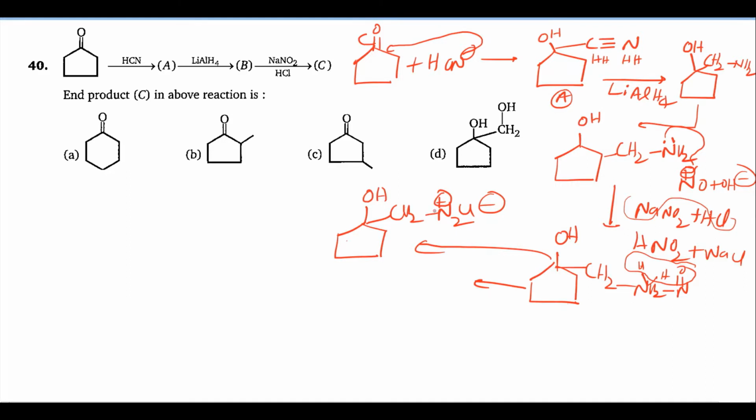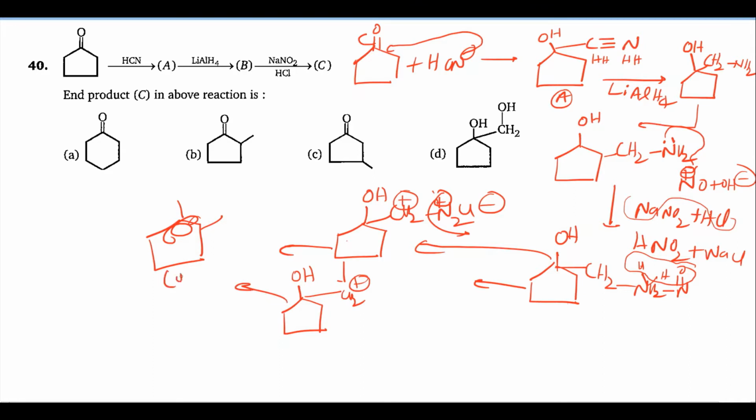After that, heating, 0 to 5 degrees. N2 gas is eliminating. We are going to get this one. Then this is cyclopentane, and I'm sorry, I wrote it wrong. This is cyclopentane, OH, and you can see here CH2 plus. Cyclic ring, very very important.